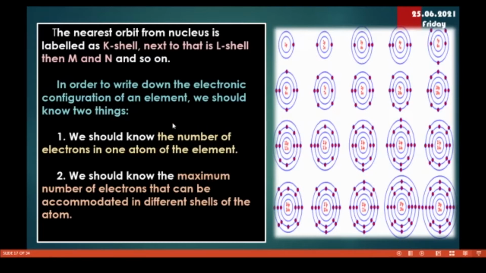So we should know two things. In order to write down the electronic configuration of an element, we should know two things. One is the number of electrons in one atom of the element. After that, we should know the maximum number of electrons that can be accommodated in different shells of the atom.